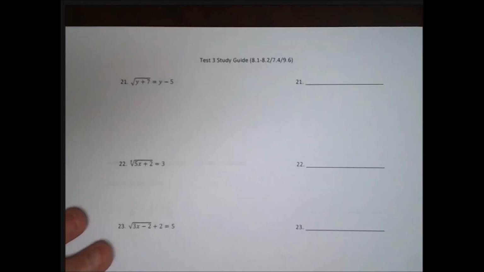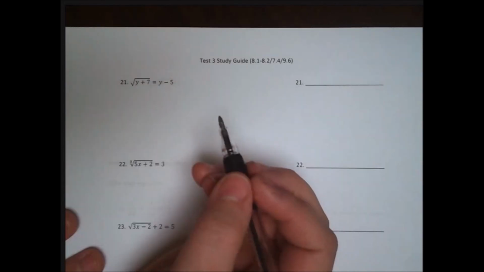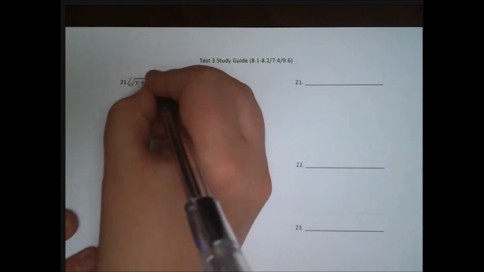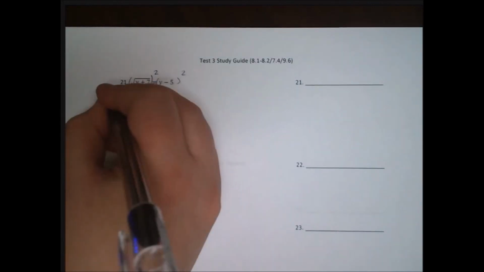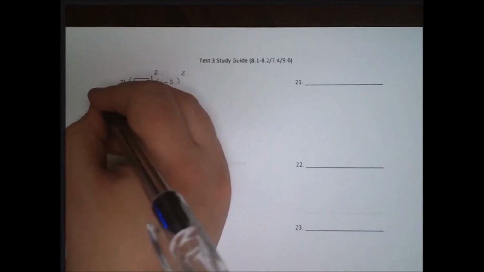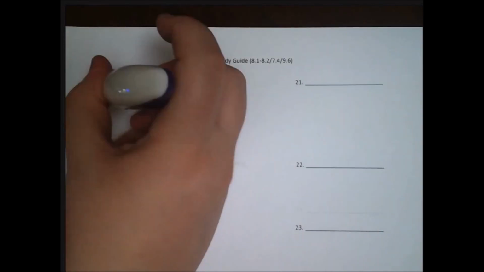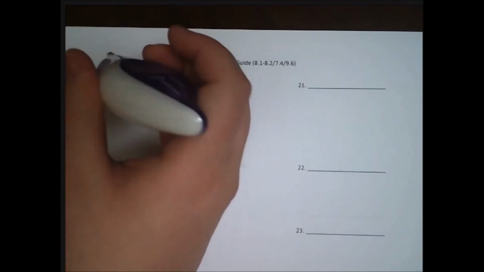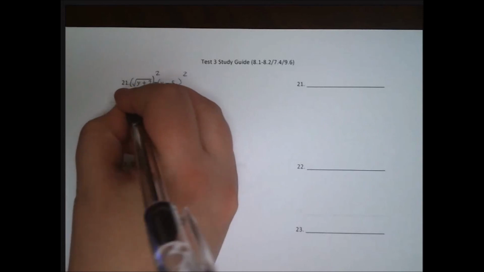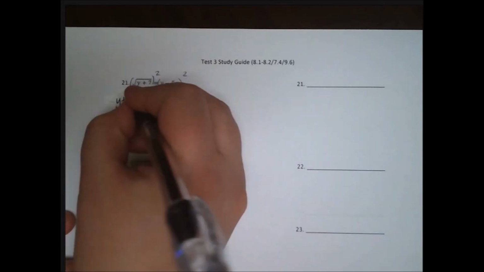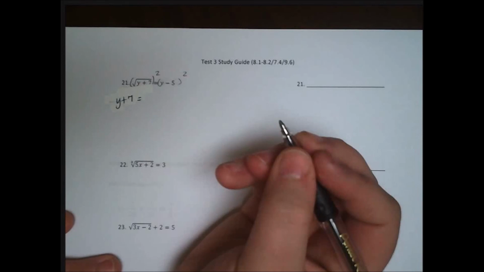So now let's look at problem number 21. Our radical is by itself on one side, so I can go ahead and square both sides. So that gives me the square root of y plus 7. Oops, no it doesn't. Sorry about that, guys. So when you have y plus 7 under the radical and you square it, just the y plus 7 is released. And then we're going to have y minus 5 squared.